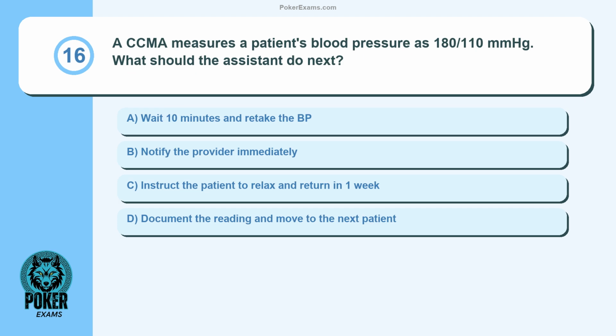Question 16. A CCMA measures a patient's blood pressure as 180 over 110 mmHg. What should the assistant do next? Wait 10 minutes and retake the BP. Notify the provider immediately. Instruct the patient to relax and return in 1 week. Document the reading and move to the next patient.